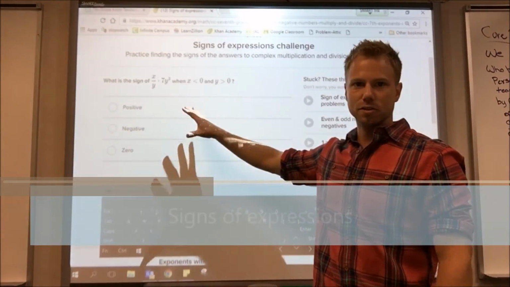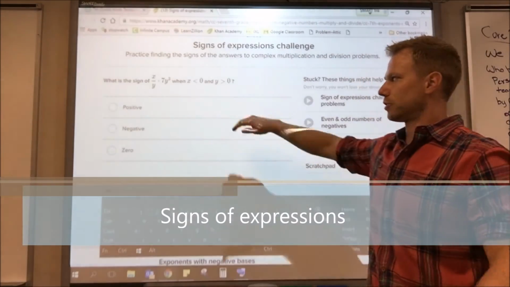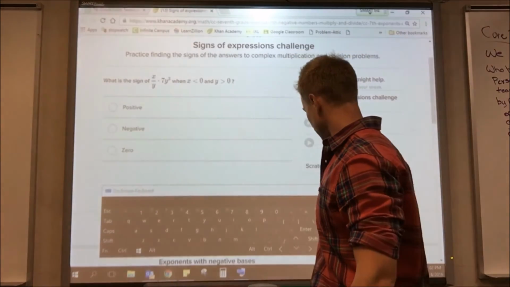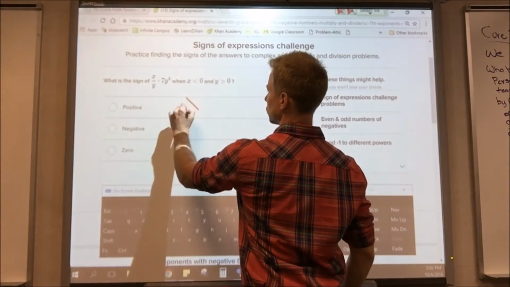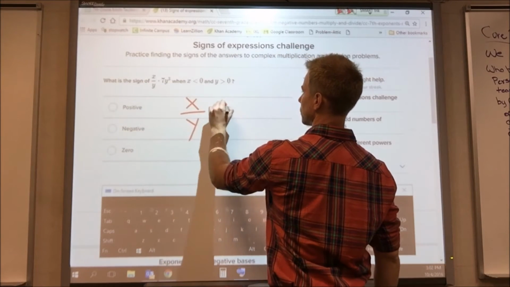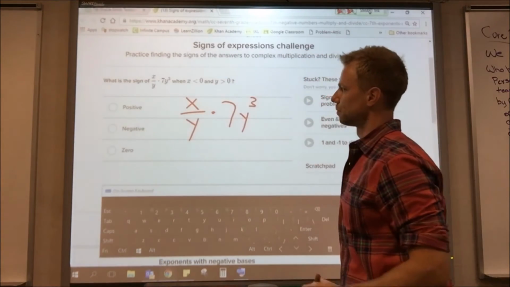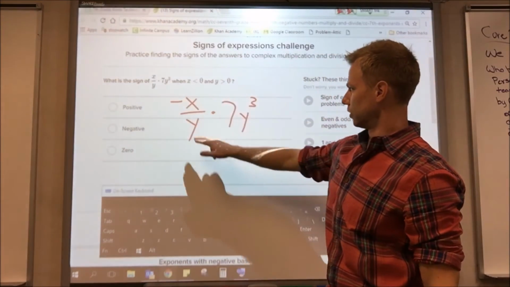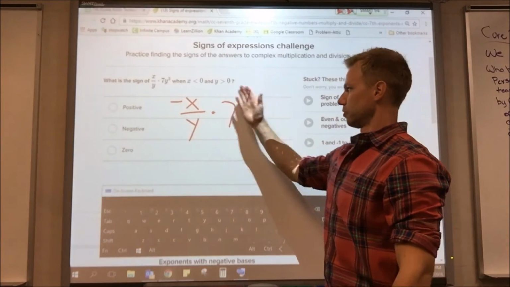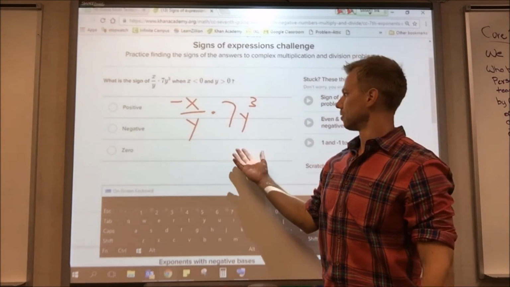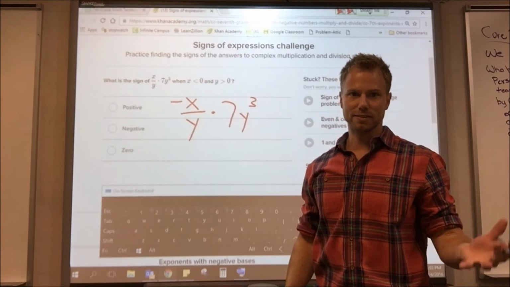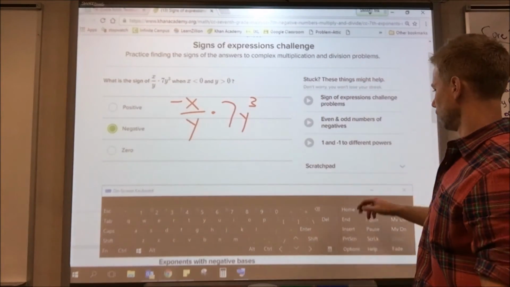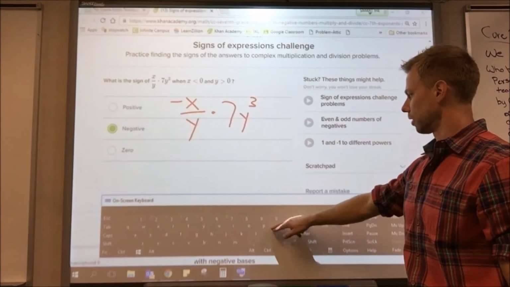So they're trying to make this look really complicated, but we just have to figure out if it's positive or negative. Okay, so it says x is less than 0, so that would make x a negative. So we have x over y times 7y cubed. If x is less than 0, x is negative, and y is greater than 0, so all the y's are positive. So I just have to count how many negative signs I have. I have one negative sign, that's an odd number, so it's going to give me a negative answer, no matter what numbers those variables are.